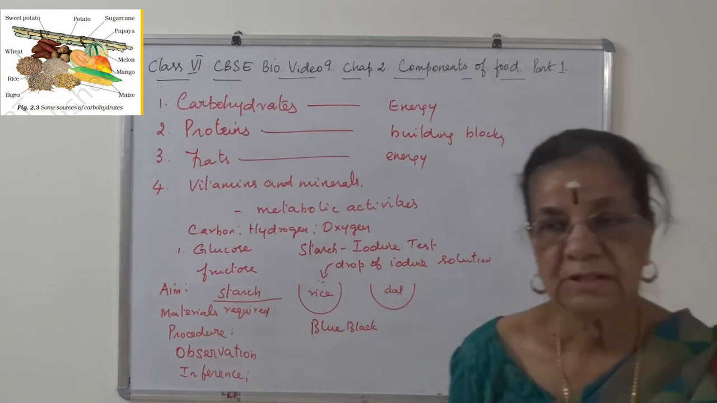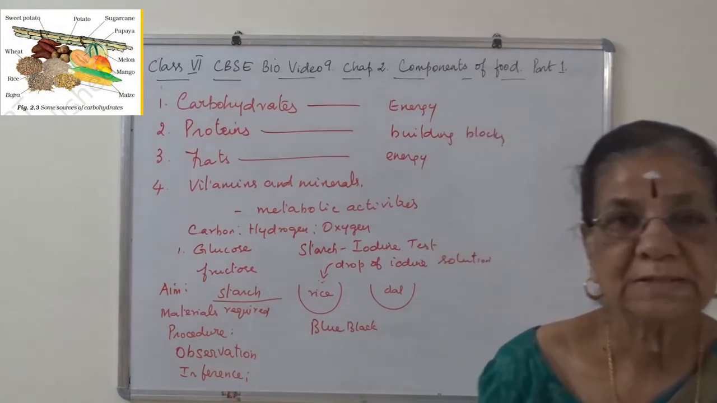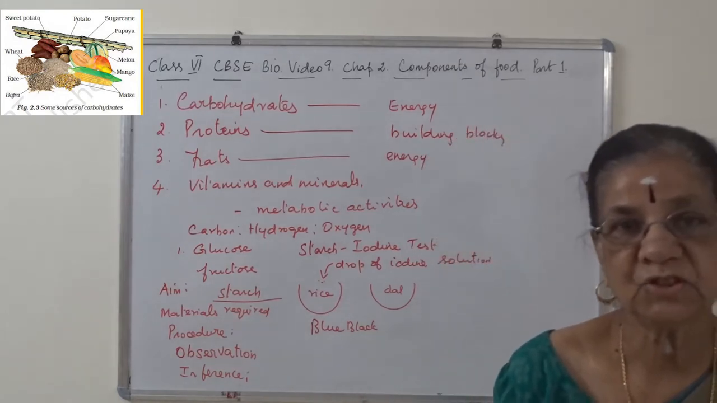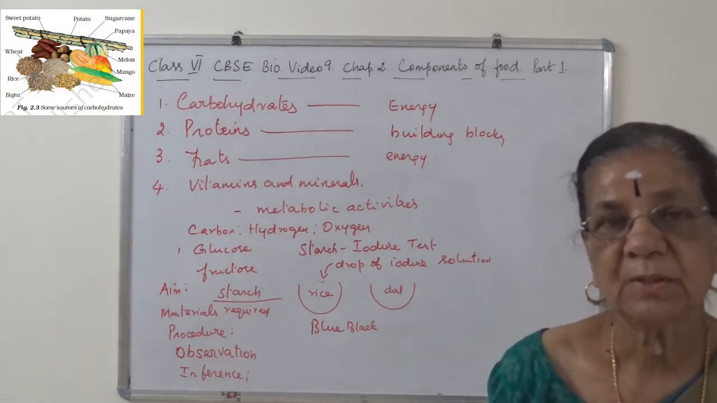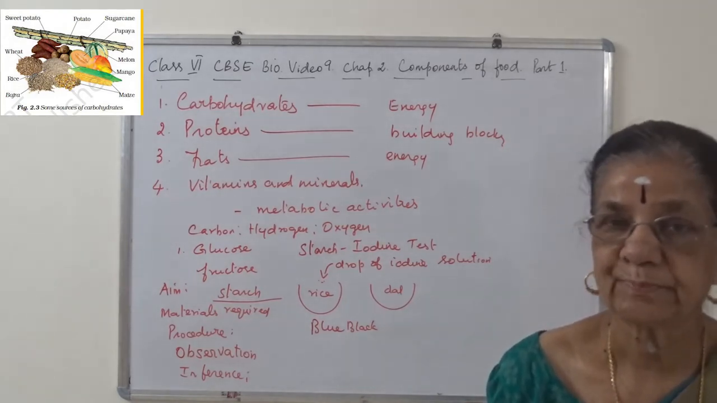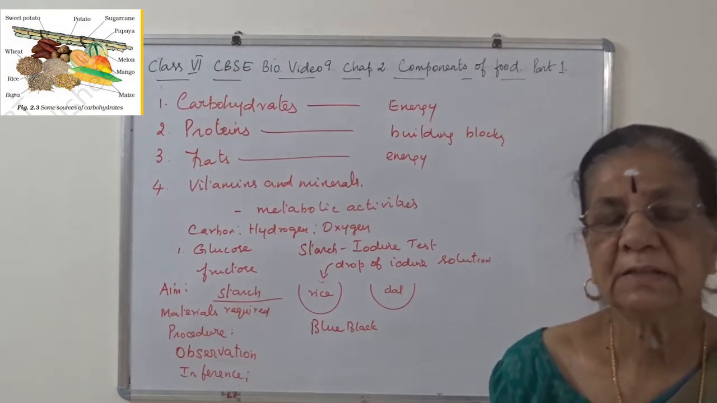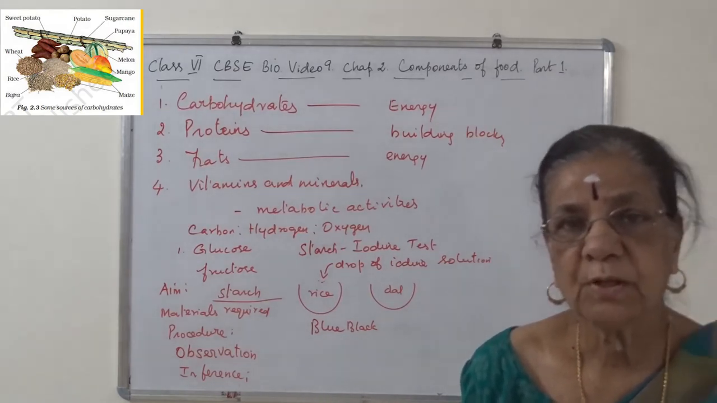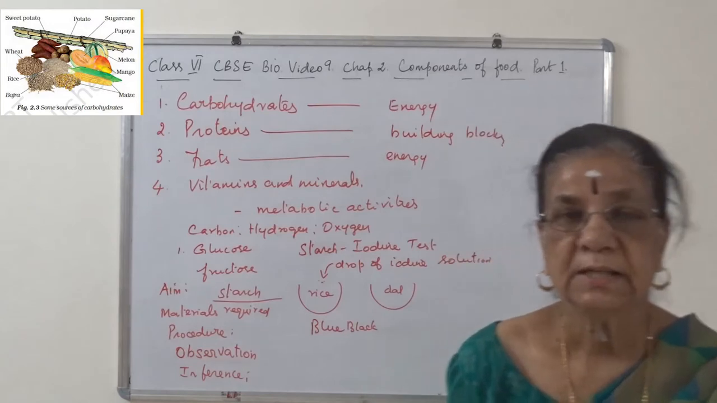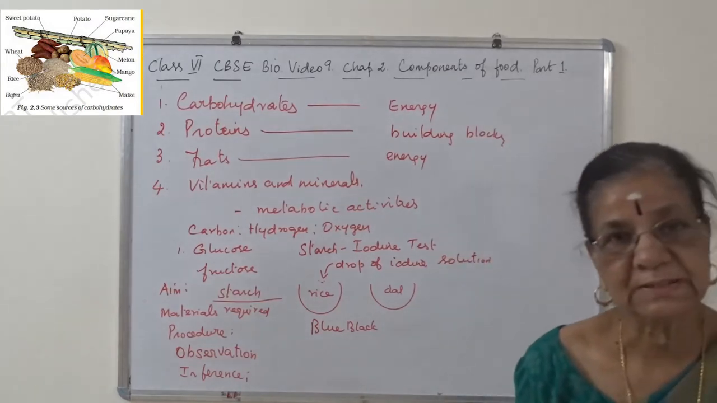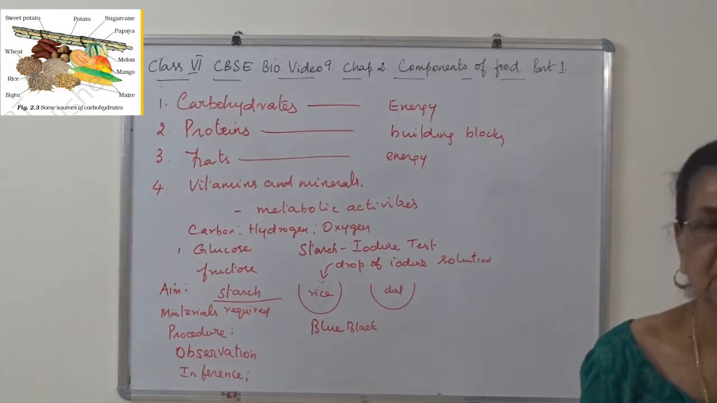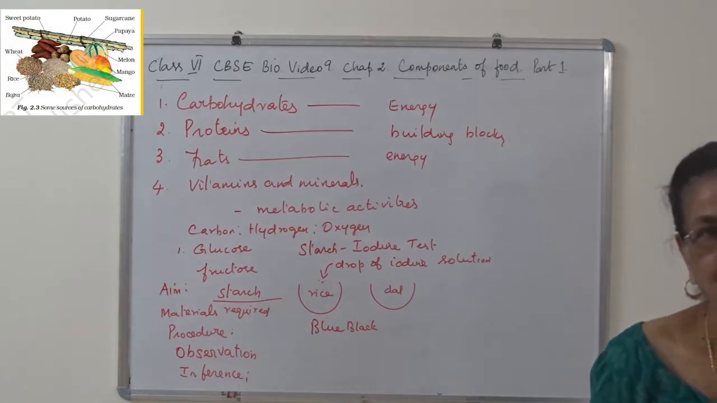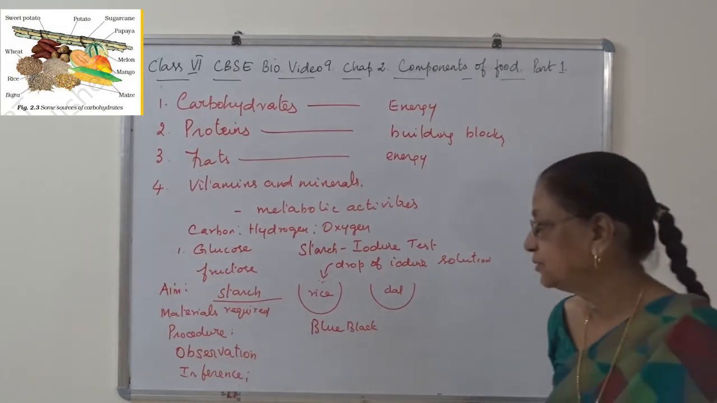First take food sample A and food sample B. Food sample A is rice, food sample B is dal. Then add a drop of iodine solution to both the food samples and then observe the changes. That is the procedure. Right? Then observation.